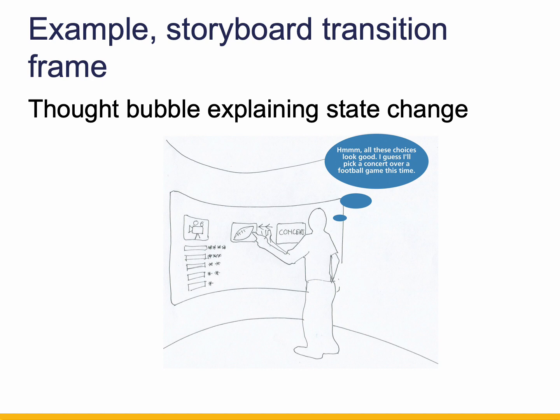Now with our thought bubble, we see some explanation to why the hand is moving. It's in motion. And of course it reads, all these choices look good. I guess I'll pick a concert over a football game this time. But it adds an illumination to the interaction between the user and the system. He's looking at all things. All the items on the screen are getting equal play, which is what we sort of shoot for. And it does explain the state change. Okay, we're going to a concert.